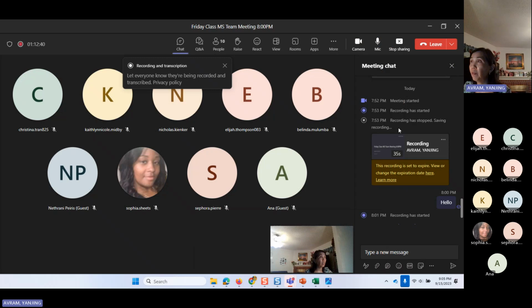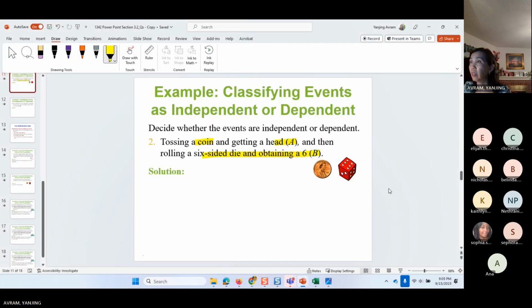Will event A affect event B? I would say probably not, because you're tossing a coin to get a head or a tail. This is a different one, two different objects. You flip to get a head or tail, and it doesn't affect this one, where you're going to get a 6 or 1 or 2. So I would say these two are independent. Event A doesn't affect event B, so that's independent.